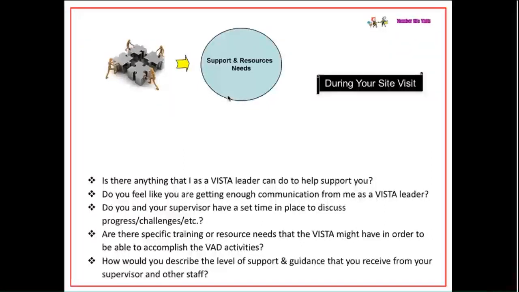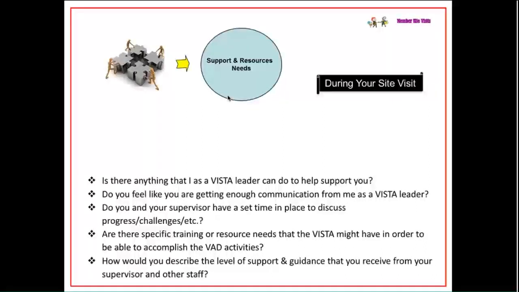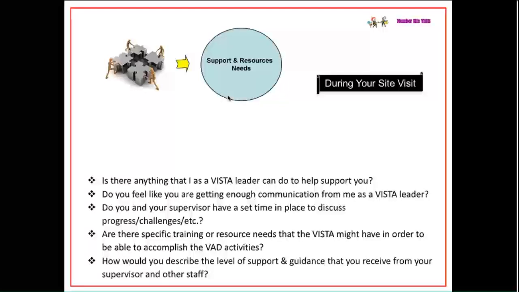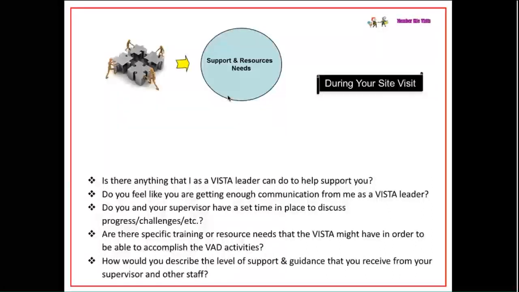So here are a couple of questions I would focus on during the site visit while I am there. I ask my VISTA member, maybe I have asked this before, but again it is important. This is my face-to-face time. I ask, is there anything that I as a leader can do to help support you? Do a reality check. Find out what areas I can do better as a leader, and what has been helpful so far.